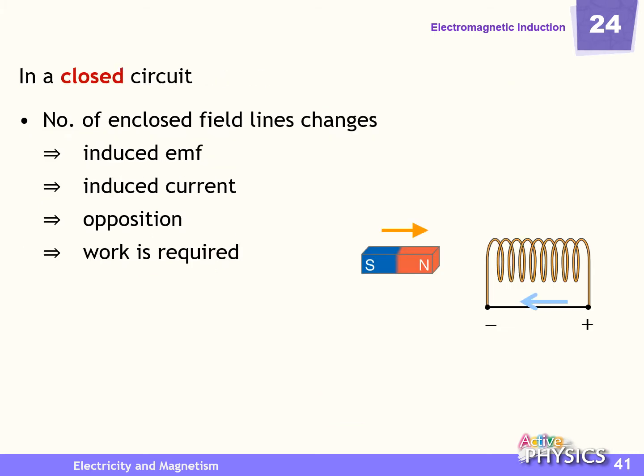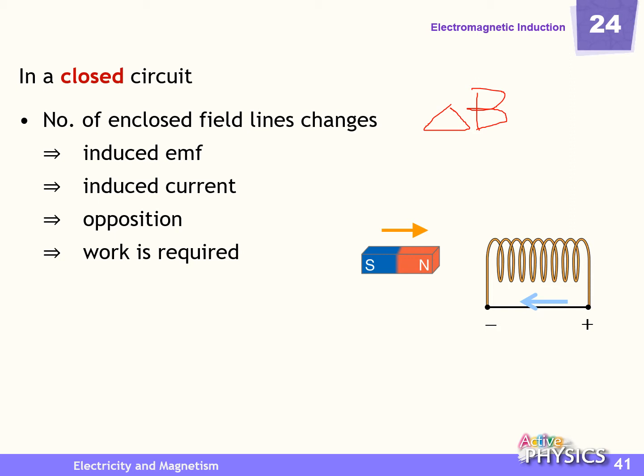Let's see the second page. So in a closed circuit, the number of enclosed field lines changes. So if there is a change in B, then there will be an induced EMF, induced voltage, or induced current, which is opposite to the change of the original magnetic field.